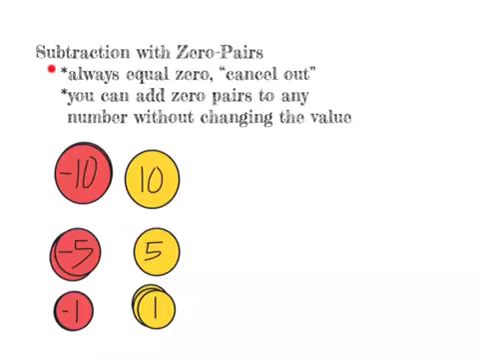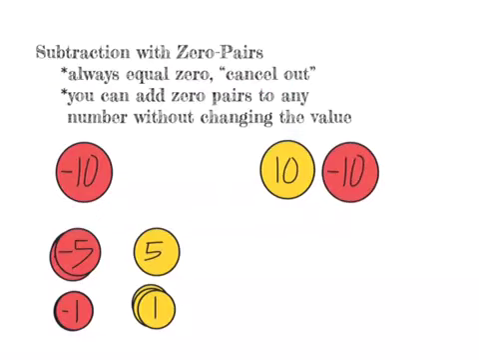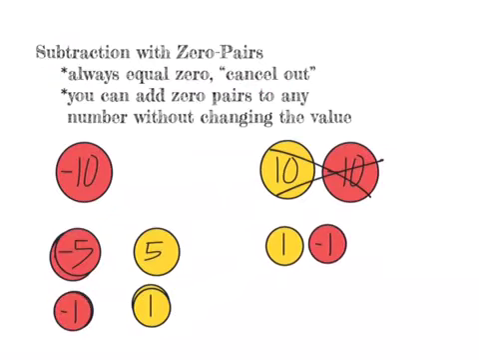Today we're going to be talking about subtraction with zero pairs. What's important to remember about a zero pair is that they always equal zero. In other words, they cancel out. A zero pair is any two integers that have opposite signs. So if you have 10 and negative 10, this is a zero pair because when you combine them you get 0. Same thing with a 1 and a negative 1. When you combine them, they cancel out because they equal 0.